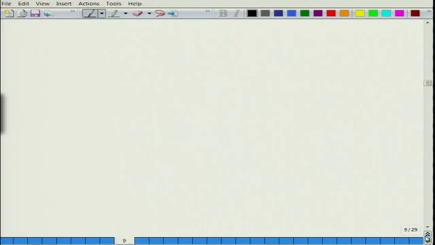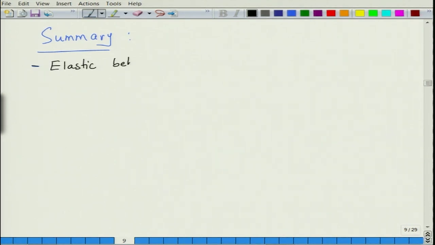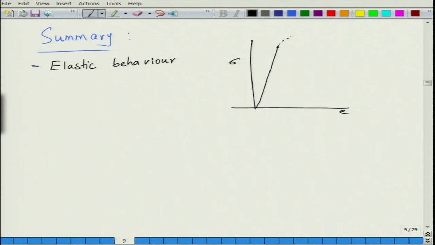So this is a short primer on elastic properties. Let me now come to a summary of this particular part. It is not the overall summary, but a summary at this point. Basically, we have looked at what elastic behavior is. When you plot stress as a function of strain, there is a linear region before your nonlinearity starts. This linear region is obtained for most solids, especially crystalline solids, metals, ceramics, etc.